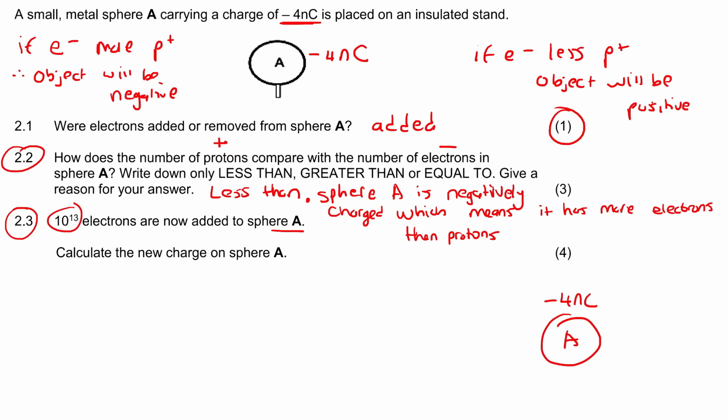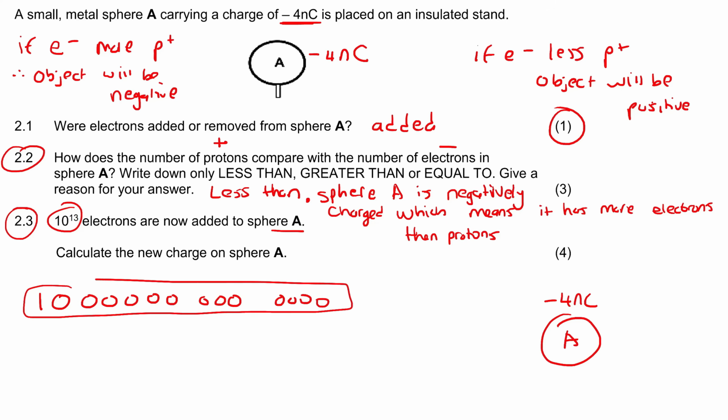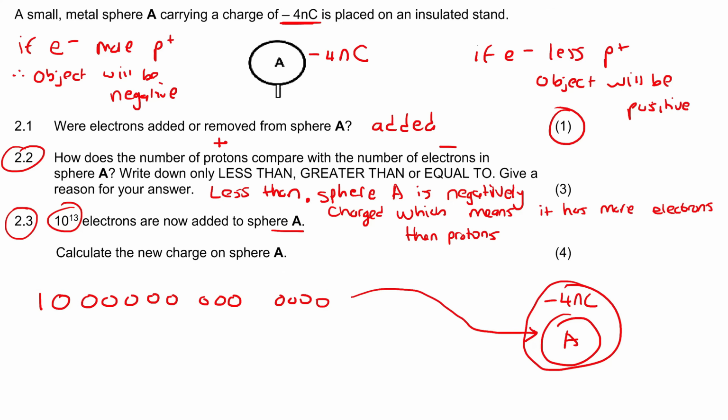Now we're going to take 10 to the 13 electrons. Do you know how many that is? That is so many electrons. The number 10 to the 13 is 1 with 13 zeros. They are going to take that many electrons and add them to this sphere. This sphere is then going to become even more negative, because every single electron is negative.